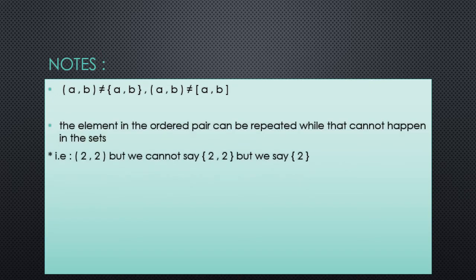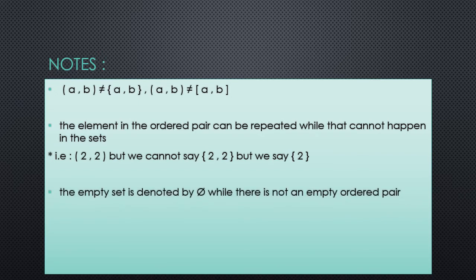The second note: the elements in the ordered pair can be repeated, while that can't happen in sets. For example, we can say the ordered pair (2, 2), but we can't say the set {2, 2}. We say the set of element 2.